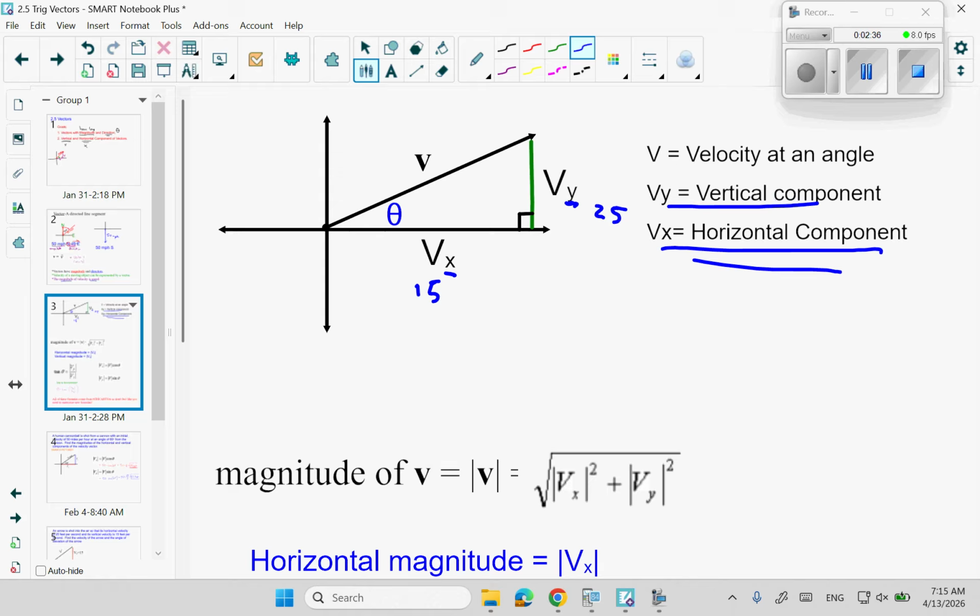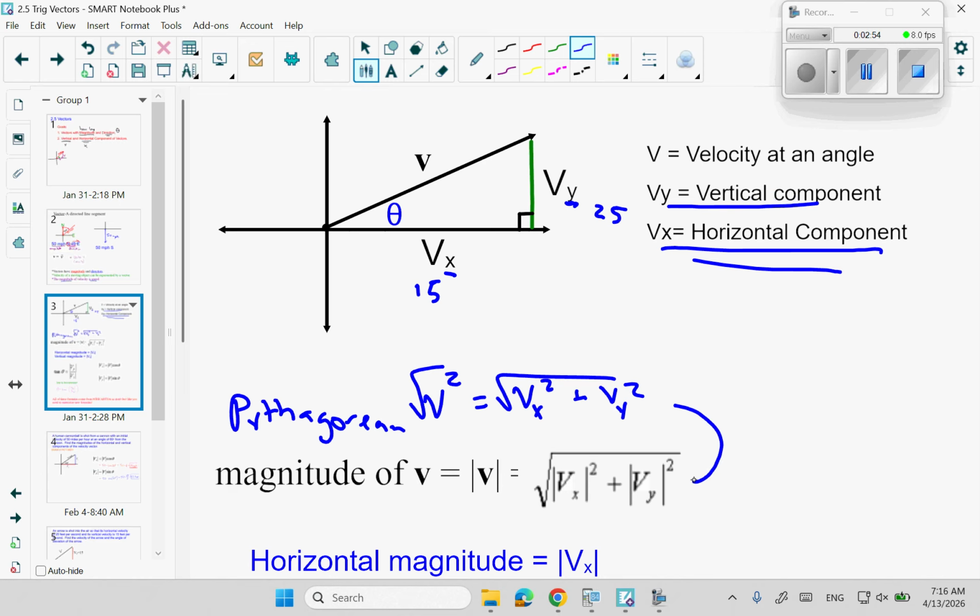Well, conceptually, this is just a right triangle. So I can use the Pythagorean theorem. So I would get v squared equals v sub x squared plus v sub y squared, and I would square root both sides. So that's all what this formula is saying right here. The magnitude of v can just be solved by Pythagorean. So while it looks a little different, it's already a concept you're familiar with.